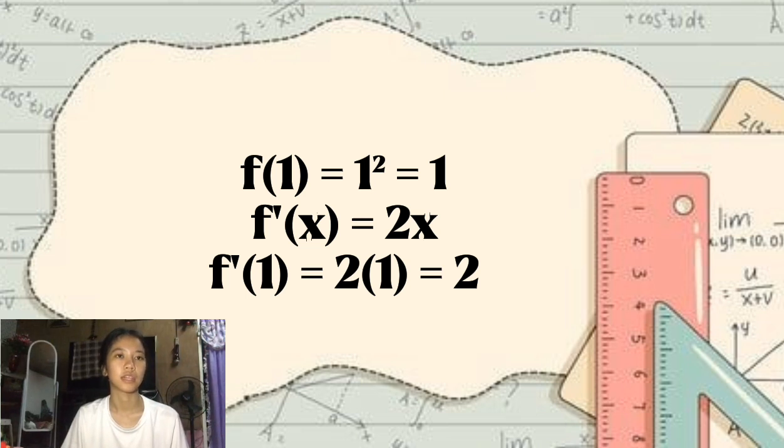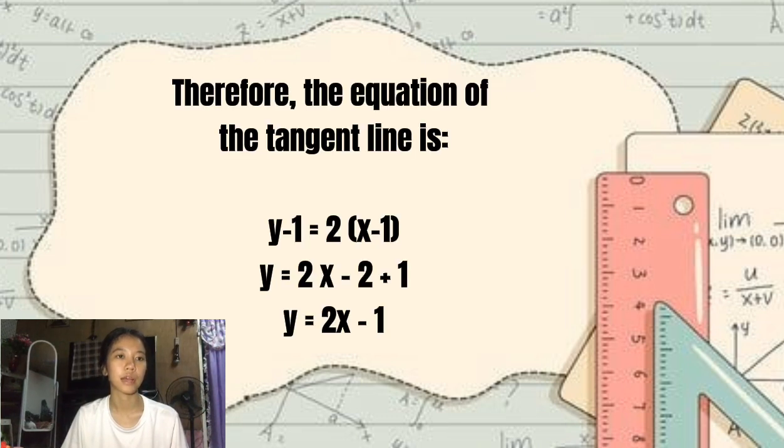And for f prime of a, we have to find the first derivative of x squared, which is 2x. So now, f prime of 1 is equal to 2, since we change the x to 1, so we have 2 times 1 equals 2. And now we have the values of our f of a and f prime of a. So therefore, the equation of the tangent line is y minus 1 equals 2 times x minus 1, which is given in our formula.